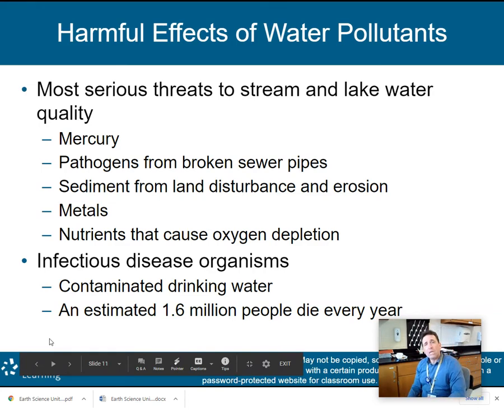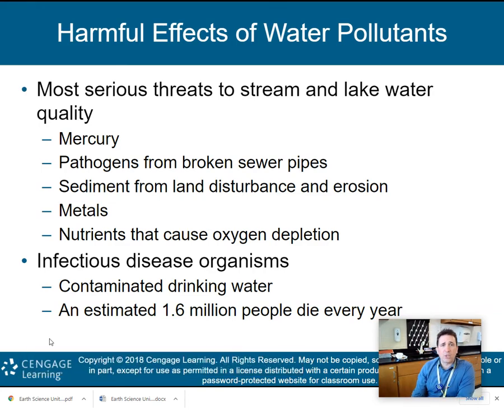So, what are some of the harmful effects of water pollutants? Well, the most serious threats to stream and lake water quality: mercury, pathogens from broken sewer pipes, sediment from land disturbance and erosion, metals, and those nutrients that cause oxygen depletion.